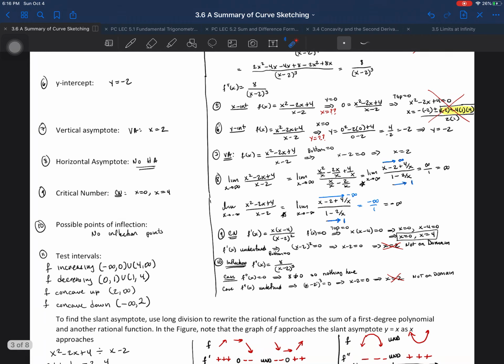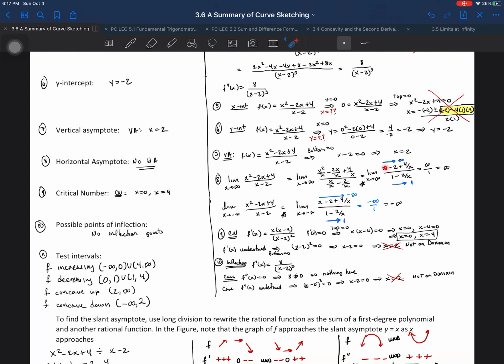What about horizontal asymptote? Horizontal asymptote happens whenever the limit as x goes to infinity. Now we could use the guidelines, right? And we can say compare the powers, and we can conclude that there will be no horizontal asymptote because this one is higher than that one. Or you can just follow the limit, right? By dividing top and bottom by the variable of x.